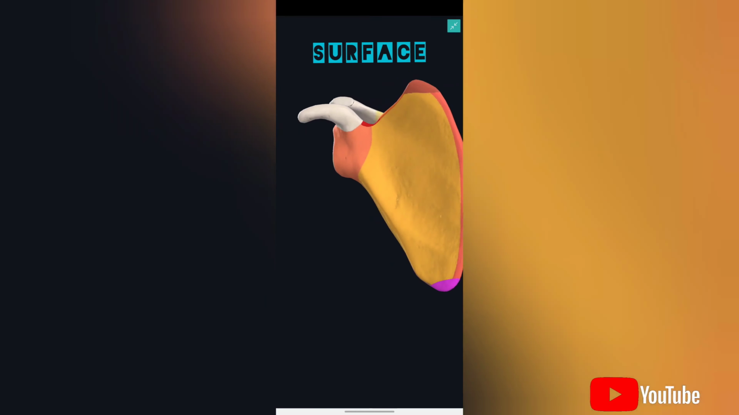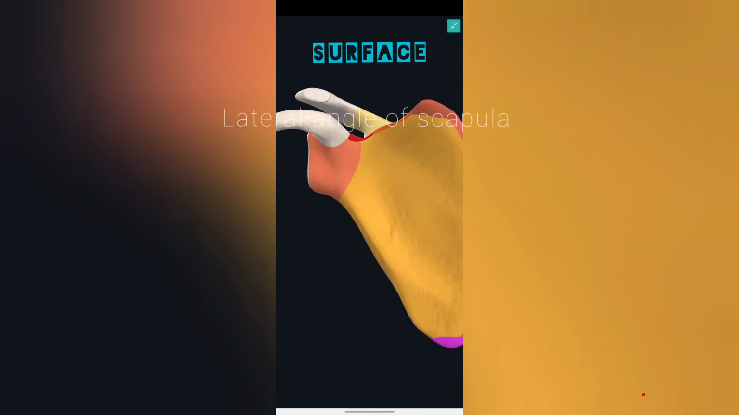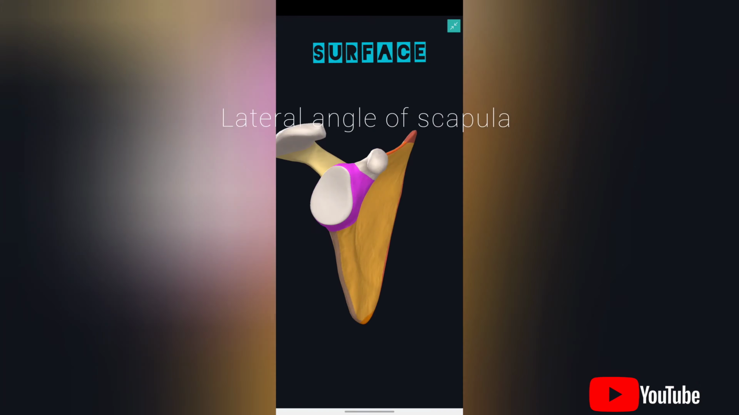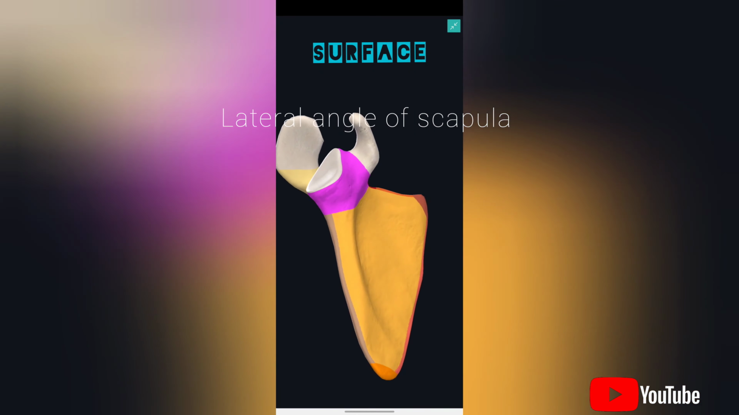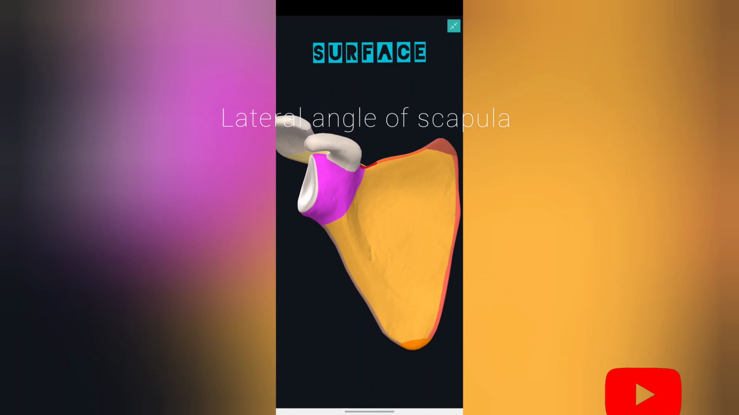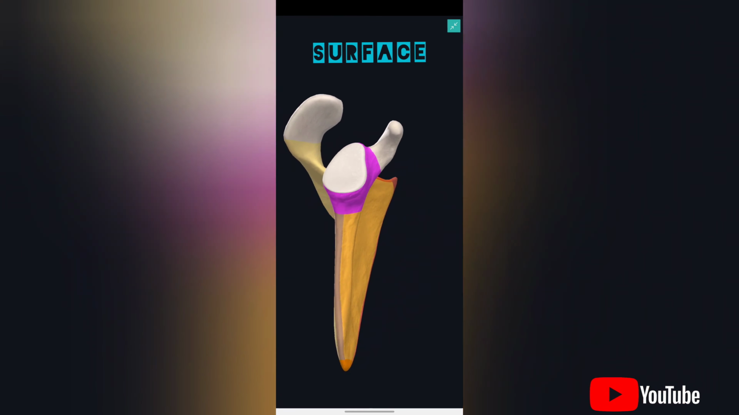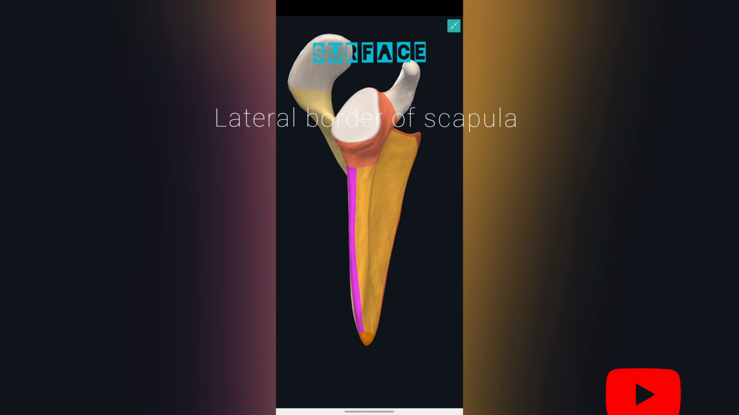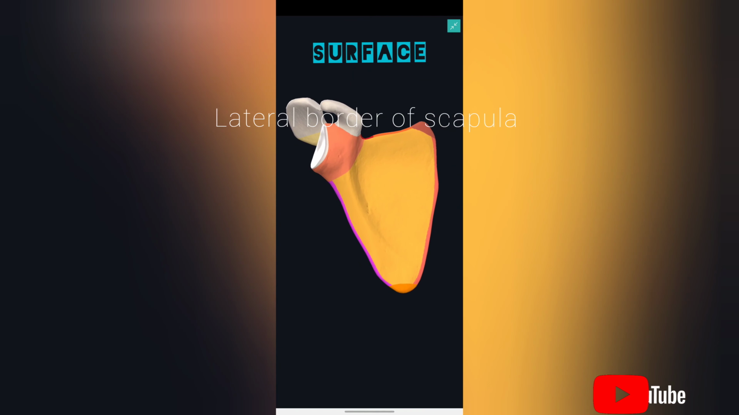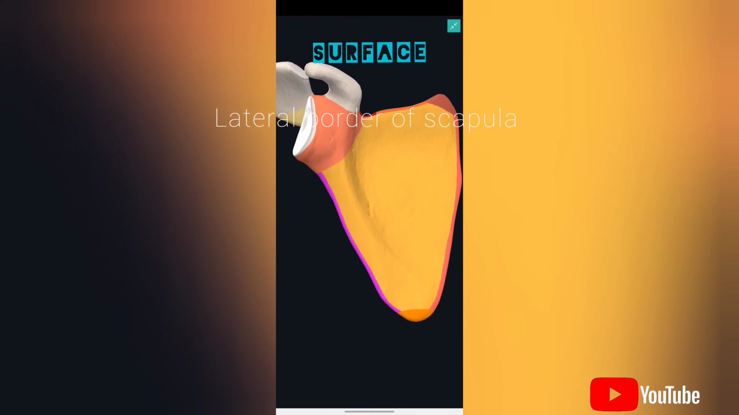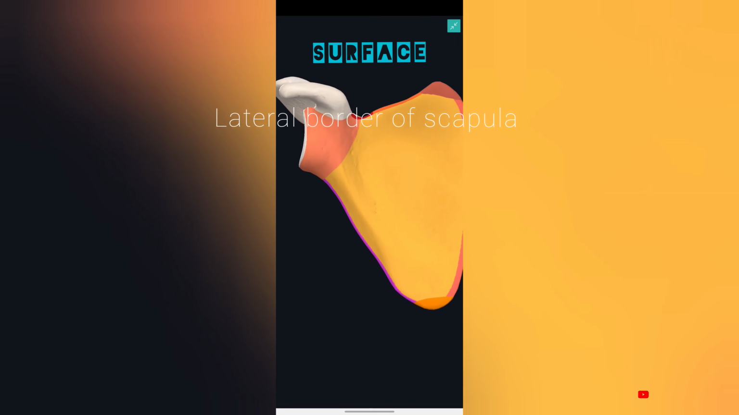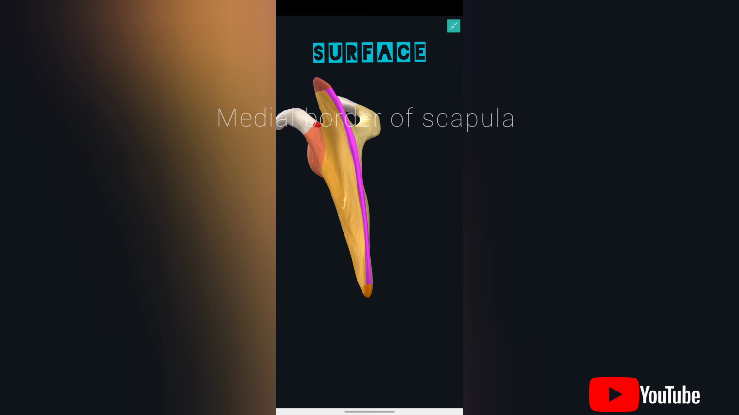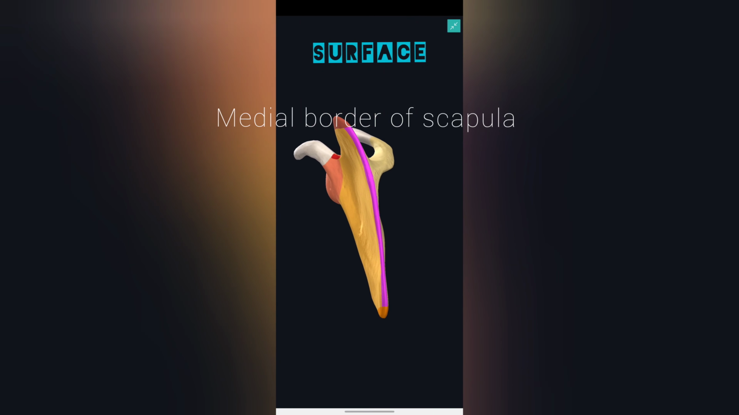Next is the lateral angle of the scapula, which is this part, where the lateral and superior borders meet. Now we go to the lateral border of the scapula. This is the lateral part of the scapula. On the other side you can see the medial border, so this is called the medial border of the scapula.